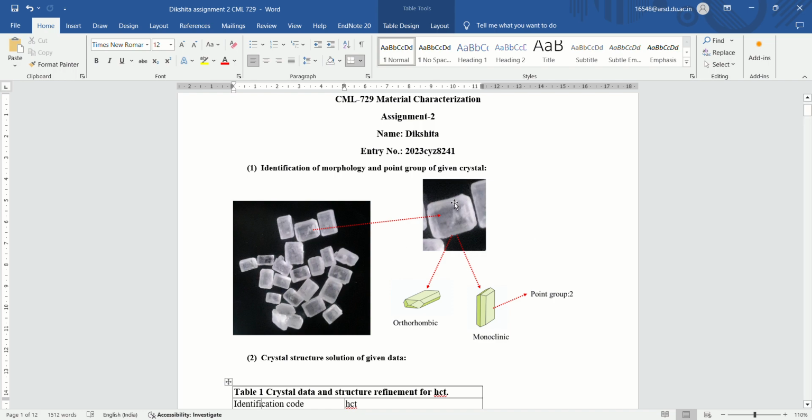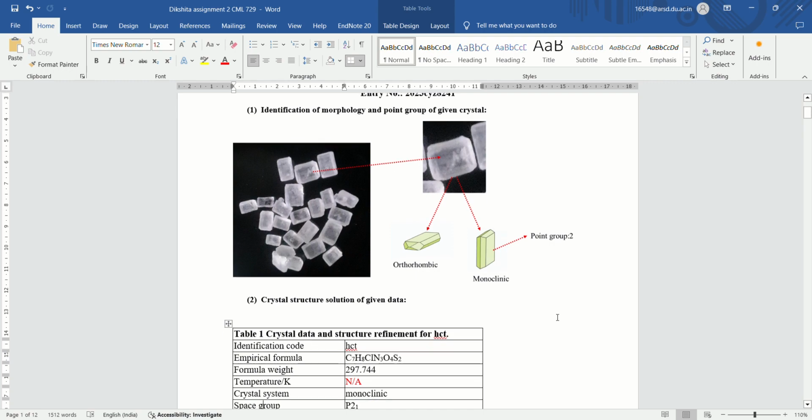But on looking closer, we see that all the axes are unequal, but only two axes are perpendicular to each other. So it seems to be monoclinic. Also, there is a twofold symmetry, so its point group can be said to be 2.